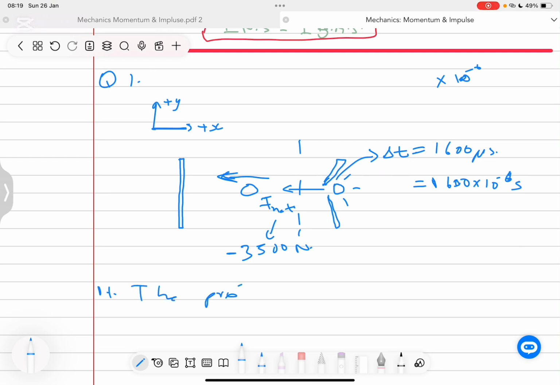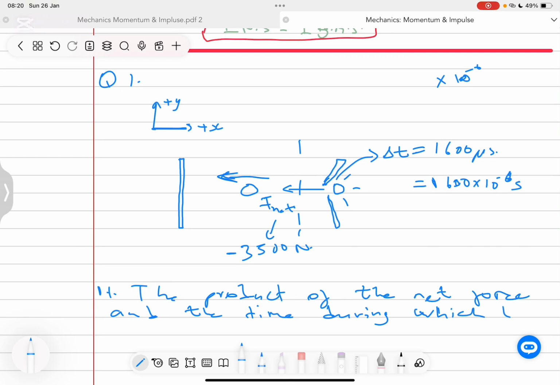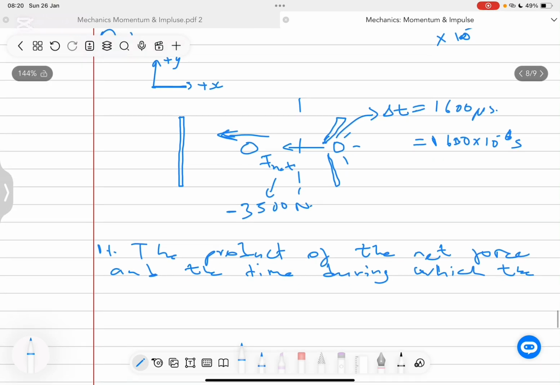Impulse is defined as the product of the net force and the time during which the force is applied.